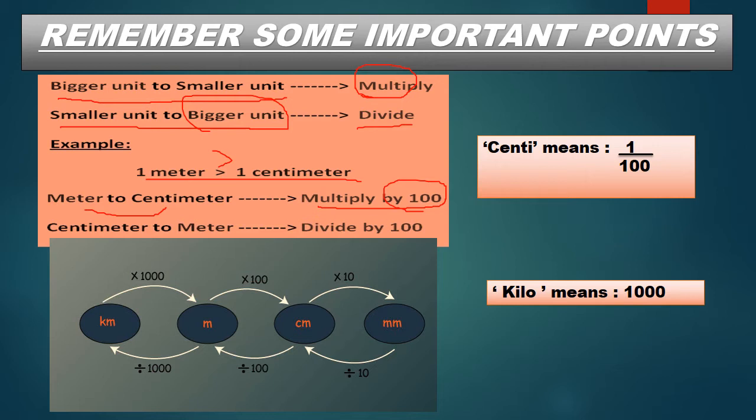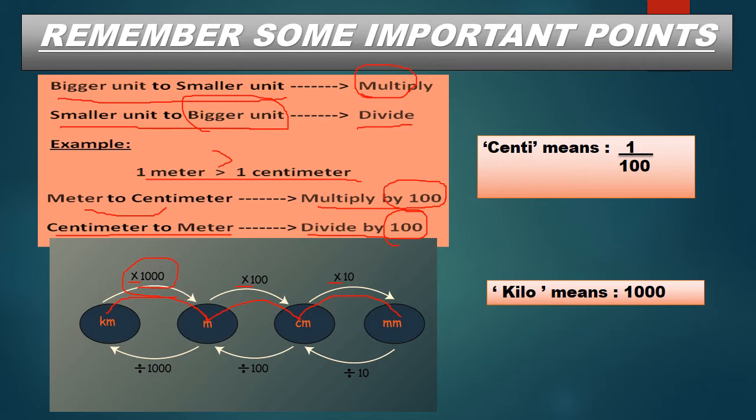And why will we multiply it by 100? Because 1 meter is equal to 100 centimeters. Like if we convert centimeter to meter, smaller to greater unit, we will divide by 100. Now this chart shows that when we convert kilometer to meter, bigger to smaller units, we will multiply. Again meter to centimeter, again we multiply. Then centimeter to millimeter, we will multiply. And why do we multiply by 1000 when we convert kilometer to meter? Because 1 kilometer is equal to 1000 meters.